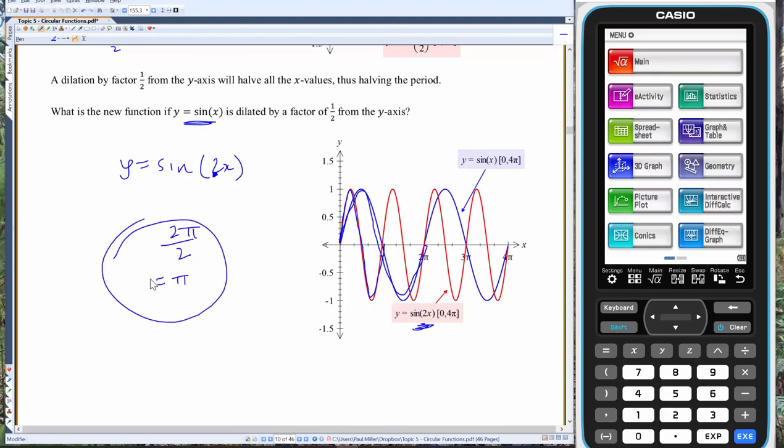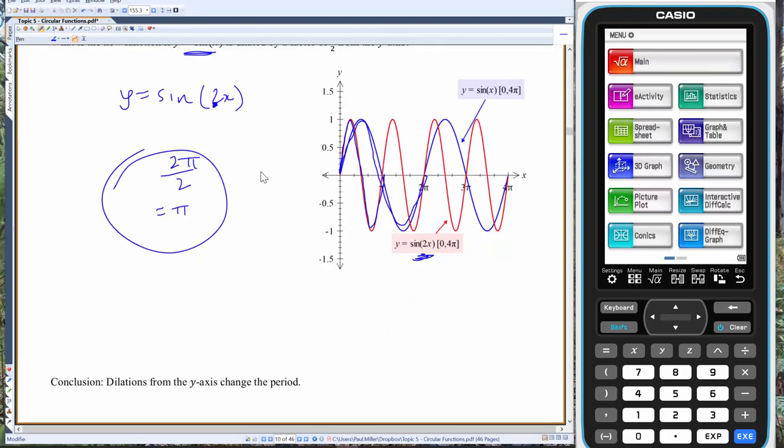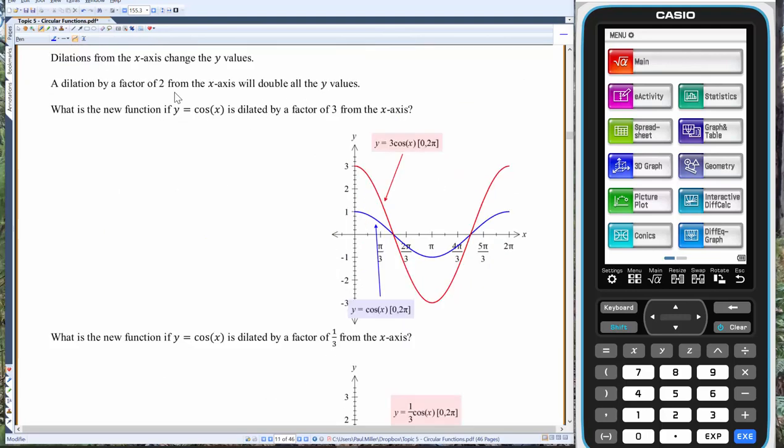Okay, so feel free to do the mapping for yourself on that part of the question, but hopefully by recognition and from recalling from year 11 you remember that. So the conclusion here is that dilations from the y-axis change the period. Okay, how often the function repeats itself. All right, dilations from the x-axis change the y values.